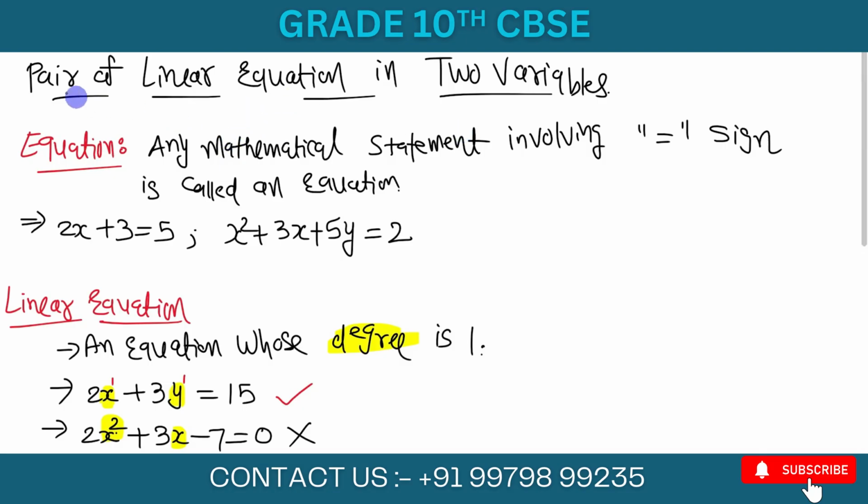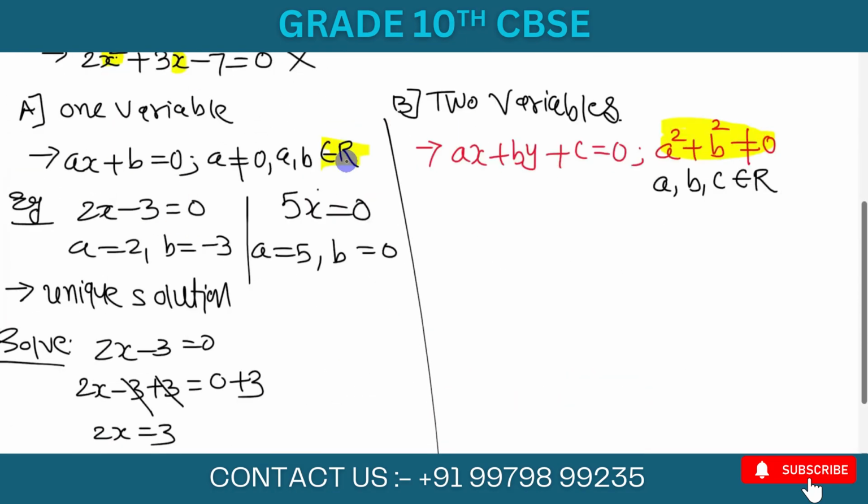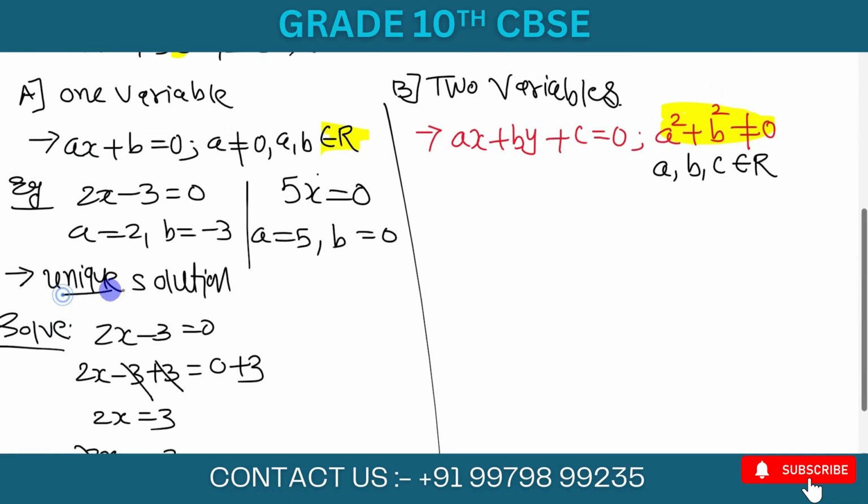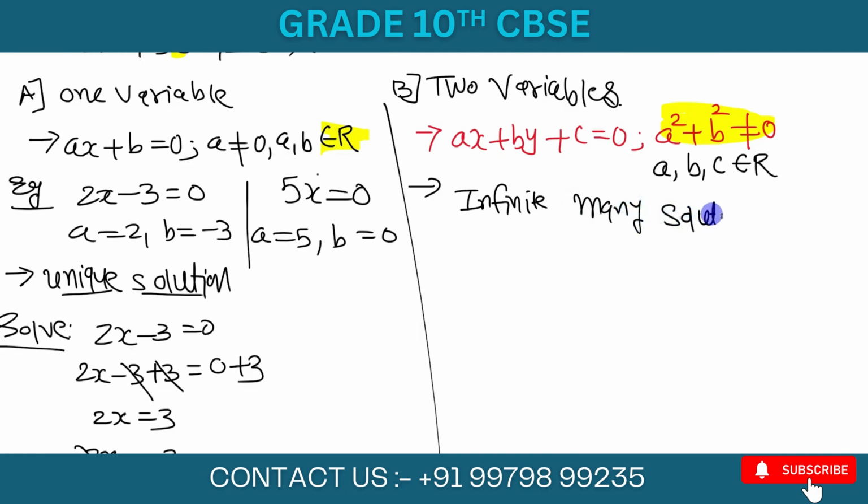Now, what we have to study in this chapter, the name is pair of linear equation in two variables. So linear equation in two variables we have to study, but in pair means two equations will be there. And before doing that, what I told, the linear equation in one variable will have a unique solution, but linear equation in two variables will have infinitely many solutions.